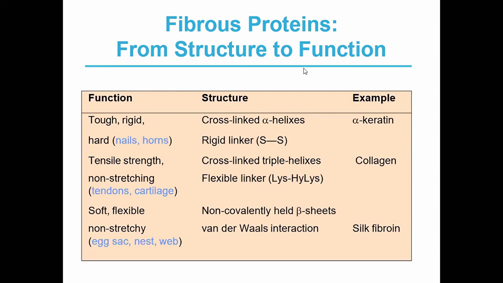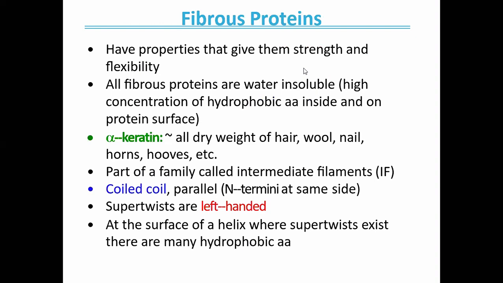Right. So fibrous protein has properties that give strength and flexibility. Again, all fibrous proteins are insoluble because they have plenty of hydrophobic amino acids inside and on the protein surface. Alpha keratin is the most common example of fibrous protein.